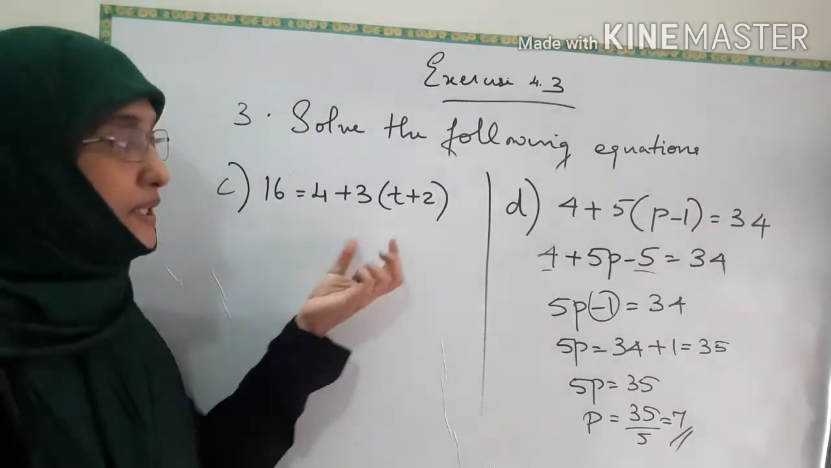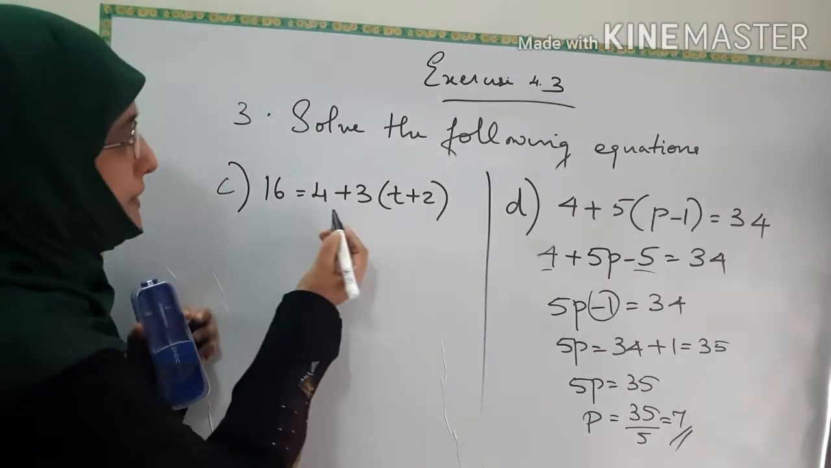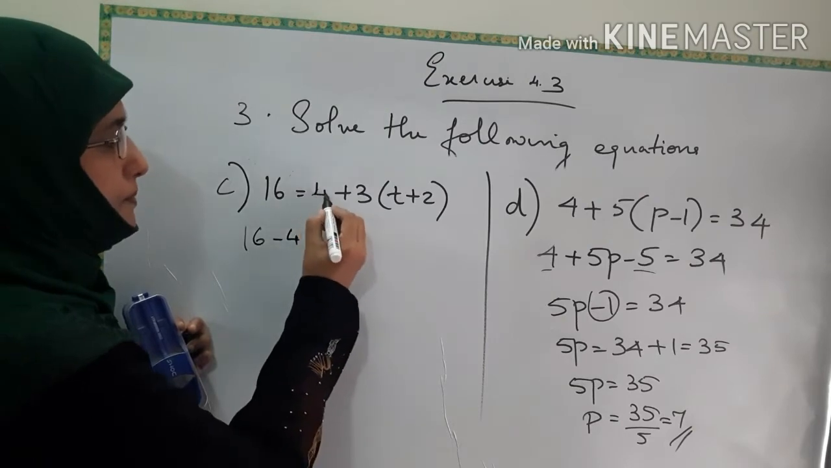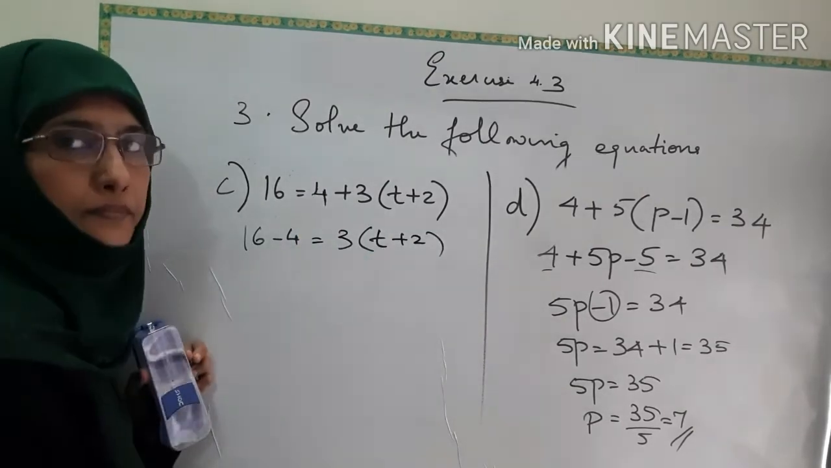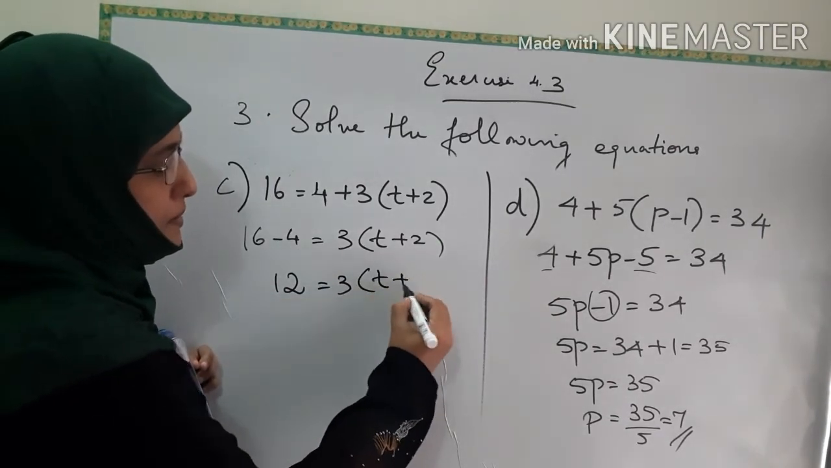See, you can do this without opening the bracket also. I will show you one example for that. See here, first you can take the 4 to this side. So it becomes 16 minus 4 equal to 3 into, what is 16 minus 4? It is 12. 12 equal to 3 into t plus 2.